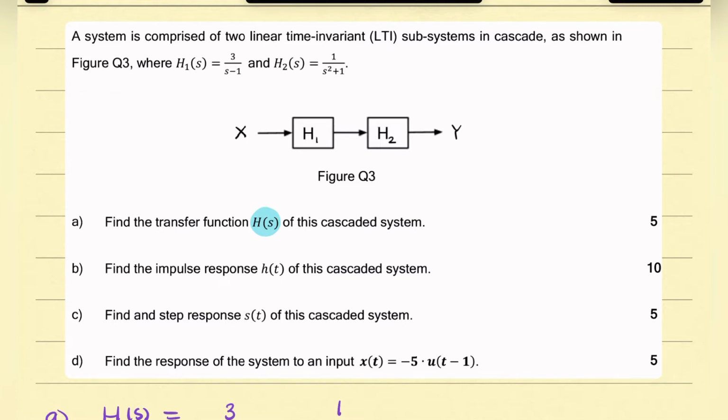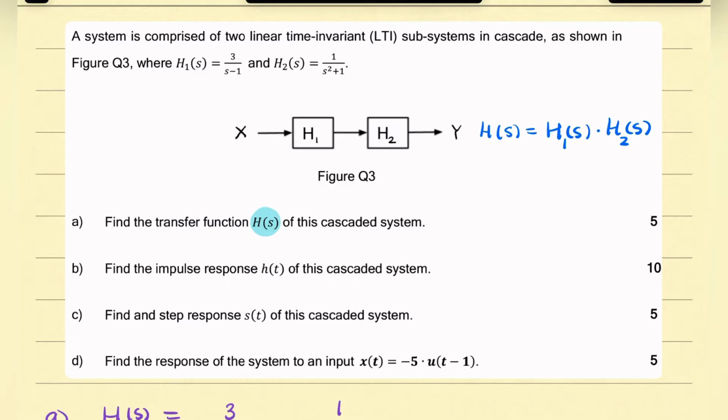So h of s, that means y divided by x. So the combined transfer function h of s is y of s divided by x of s. But because we don't know x, we don't know y, that's not helpful. So to find the transfer function, because they're in cascade, you would say the combined transfer function is the product of h1 multiplied by h2.